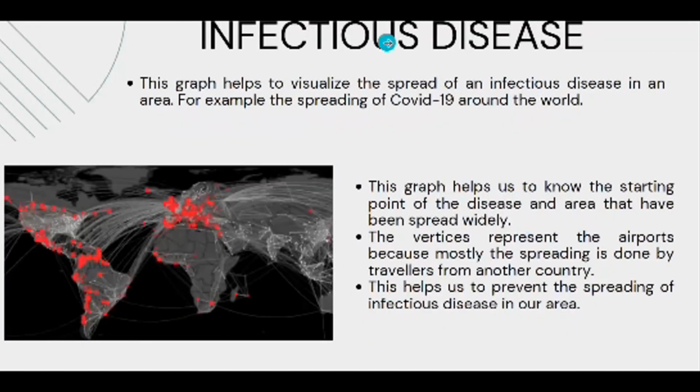Next, the infectious disease. This graph helps to visualize the spread of an infectious disease in an area. For example, the spreading of COVID-19 around the world. This graph helps us to know the starting point of the disease and the areas that have been spread widely. The vertices represent the airports because mostly the spreading is done by travelers from another country. This helps us to prevent the spreading of infectious disease in our area. So that's all for the application of graph.